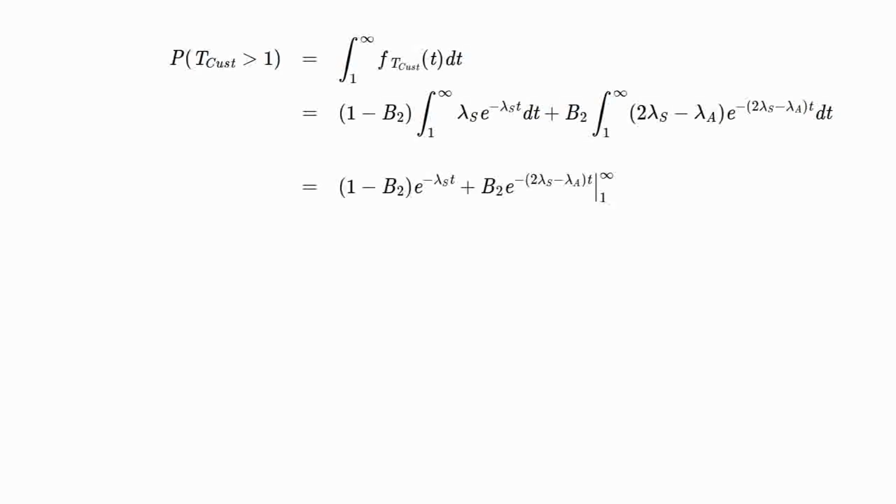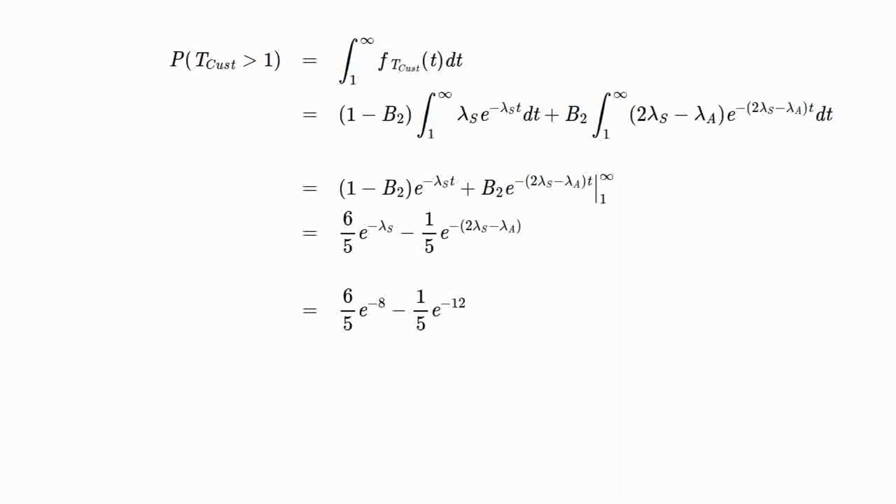Then we can just use the exponential reliability to evaluate those integrals, and we're left with (1 minus b2) times e to the minus lambda s times 1, plus b2 e to the minus (2 lambda s minus lambda a) times 1. And these then simplify to 6/5 e to the minus 8 minus 1/5 e to the minus 12, which is approximately 0.000401.